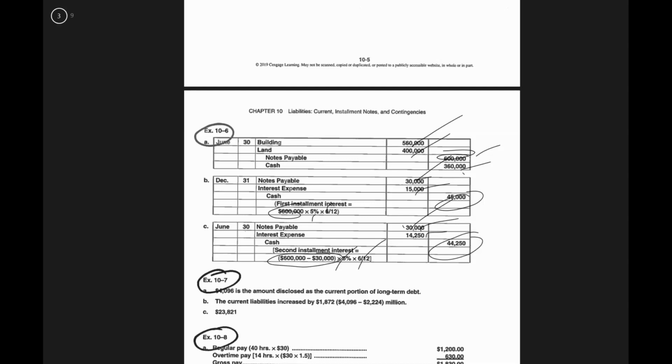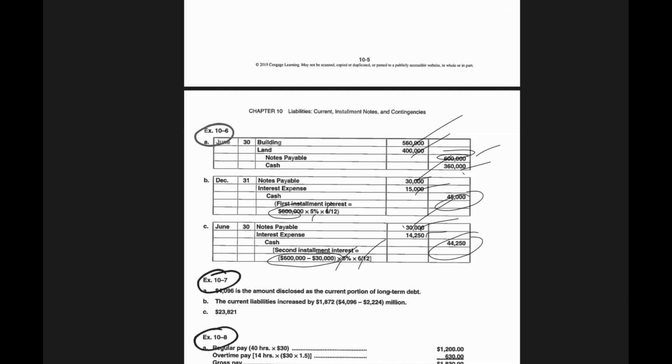Number 7, we got PepsiCo here reported the following information about its long-term debt in the notes. How much of the long-term debt was disclosed as a current liability on the current year's December 31st balance sheet? Well, if you notice, the entire total long-term debt is $27,917. However, the current portion is the $4,096. We would put that in the current of all the debt.